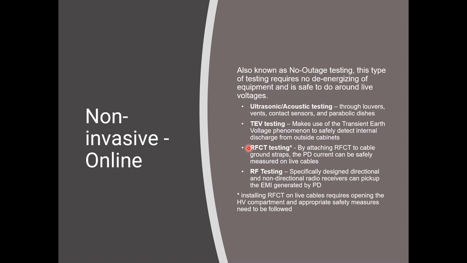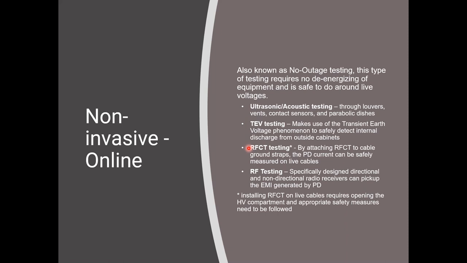HFCTs, or high frequency or radio frequency current transformers, are typically a current transformer that has a high pass filter circuit in it. So it's filtering out the lower system frequencies. It's looking for high frequency currents that are in the PD spectrum. They'll typically be attached to the cable ground straps, and we're looking for current pulses coming back down the shield or the ground strap of the cables.